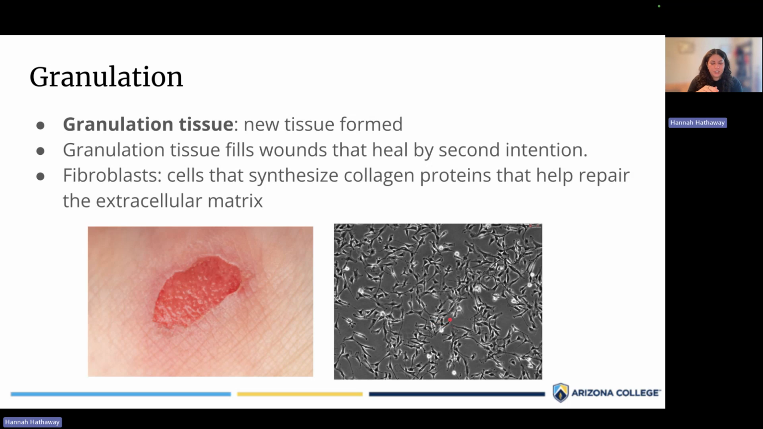So that granulation tissue is a really important step in wound healing. That's also why they say you shouldn't pick your scabs, because you're exposing the granulation tissue then, and then you can damage it. And that is just more likely to delay or impact the wound healing process.